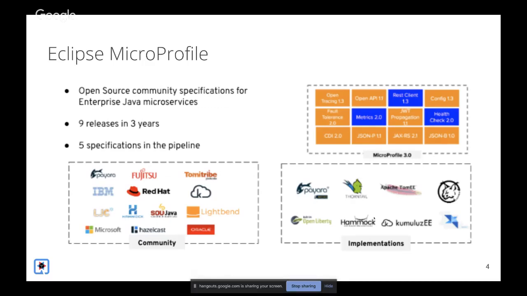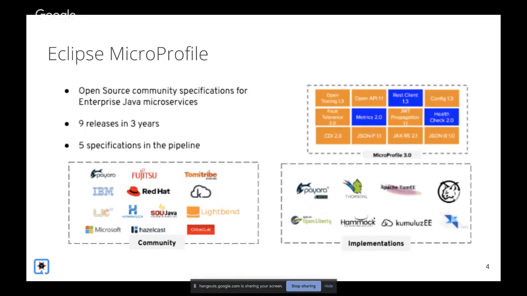On the lower left-hand side, you can see it's a rather large community, with vendors, organizations, and individuals. A very active community, MicroProfile.io. And on the lower right-hand side, you see a bunch of implementations. And Quarkus, which I'll be talking about, is also an implementation. We just haven't fully run the MicroProfile TCKs yet.